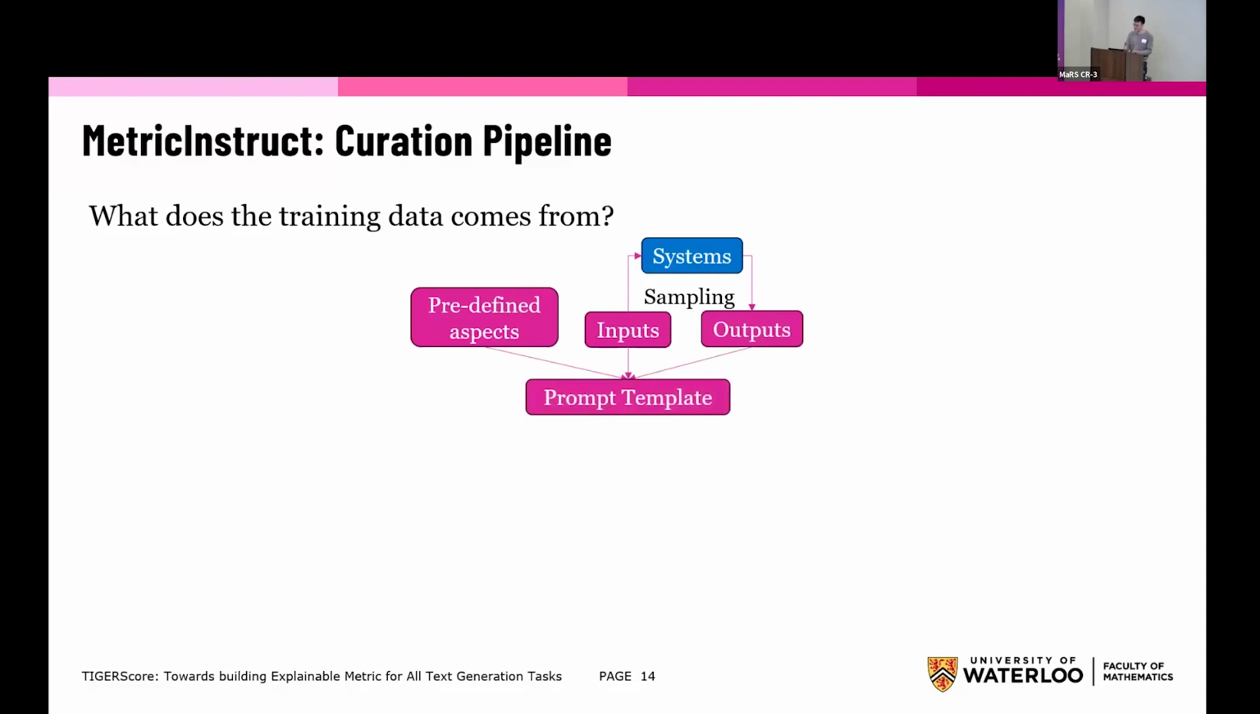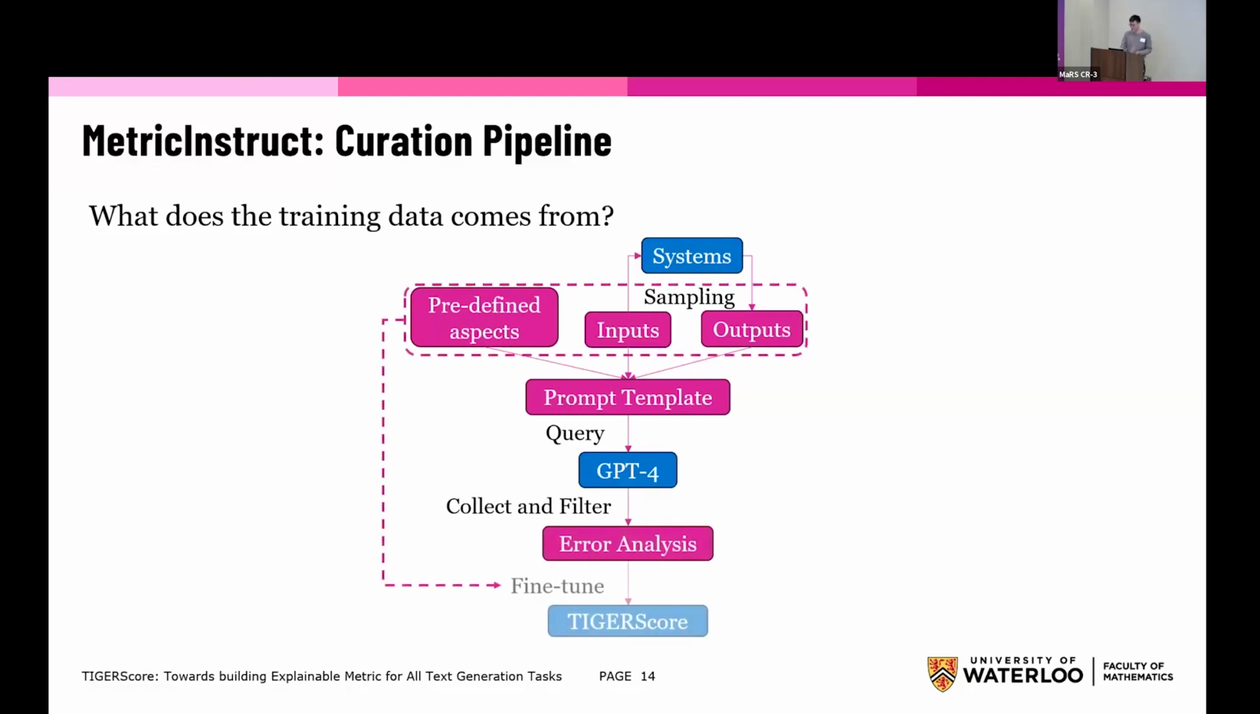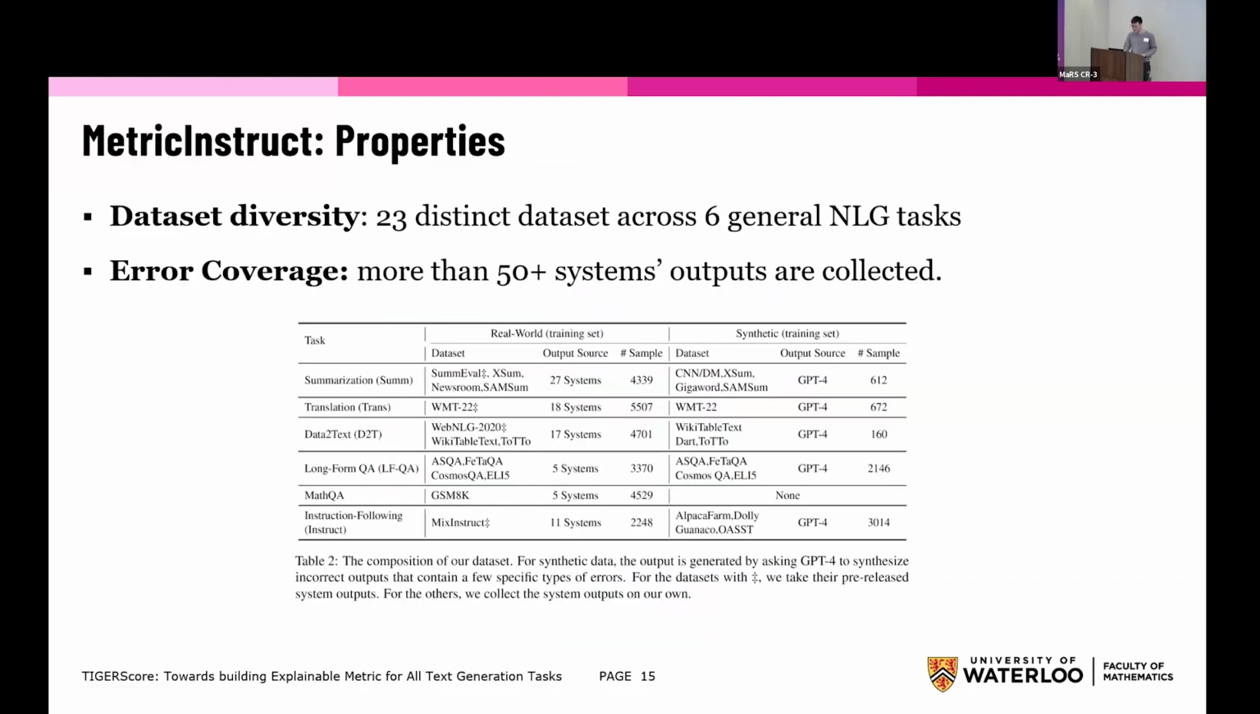After that, we define a prompt template. We simply query GPT-4 to collect and filter the analysis. After that, we feed the predefined aspects, inputs, outputs, and the collected error analysis as the output to fine-tune Llama, which finally becomes TIGERScore. This is basically the structure of how the pipeline is conducted.